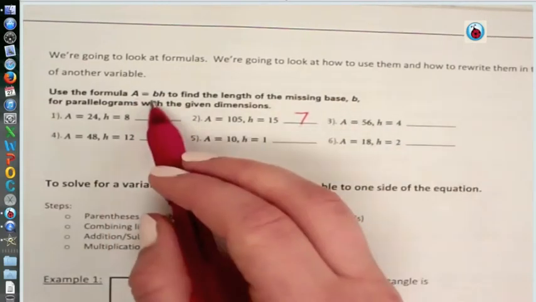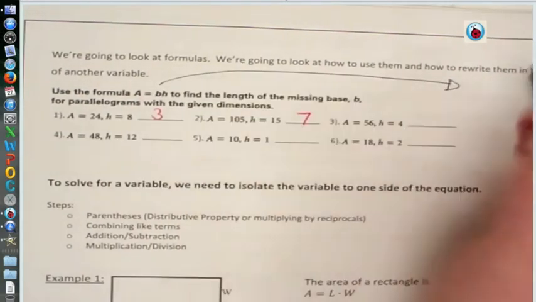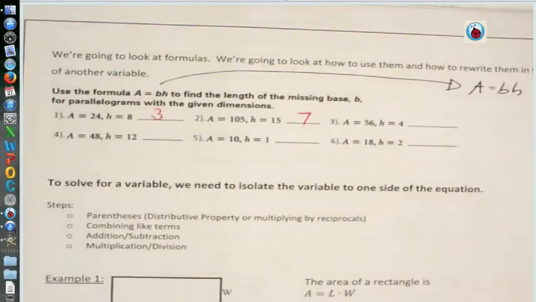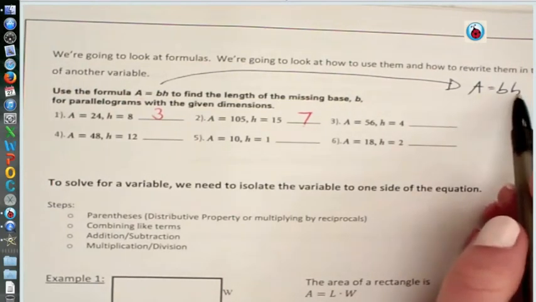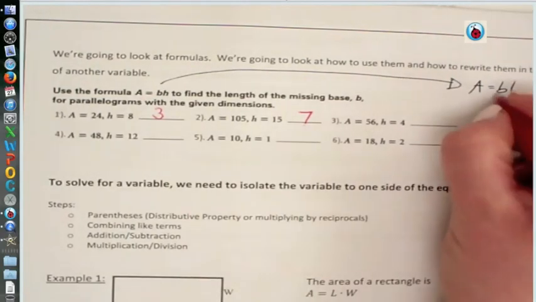It would be a lot more helpful if that formula was in terms of b. So let's do that. I'm going to take this formula, A equals base times height, and I'm going to solve the formula for the base. So that means I need to get rid of this height. So I have base times height. To cancel the height, I would want to divide both sides by the height.